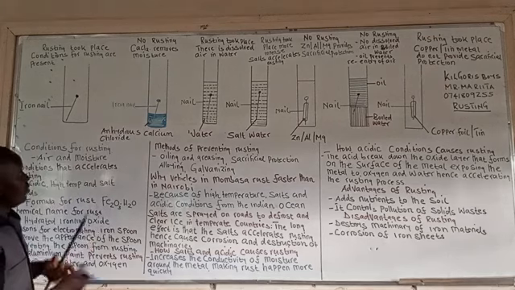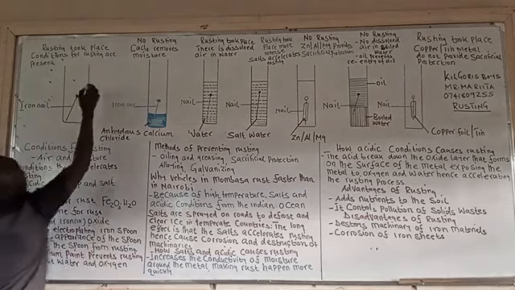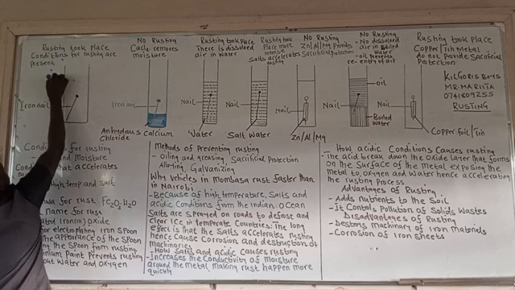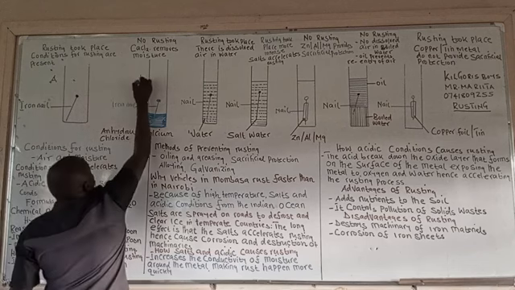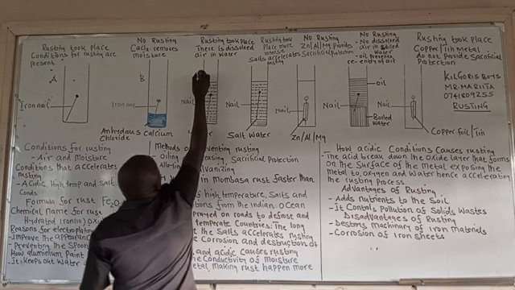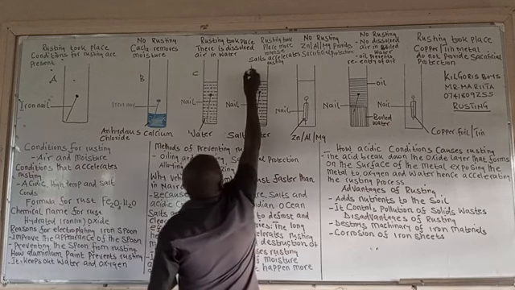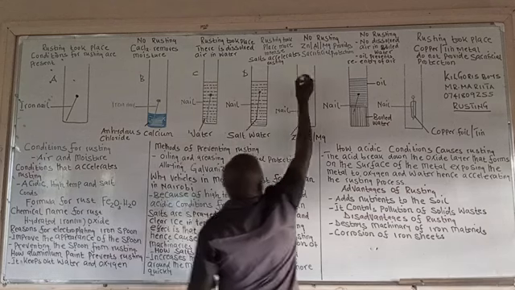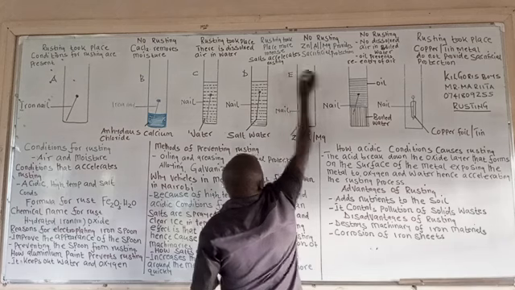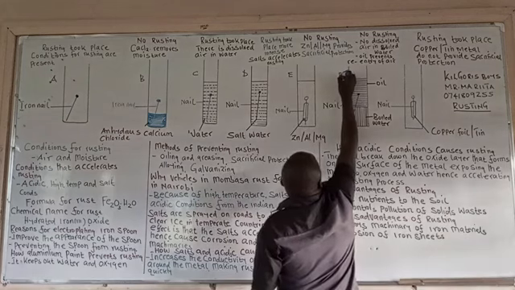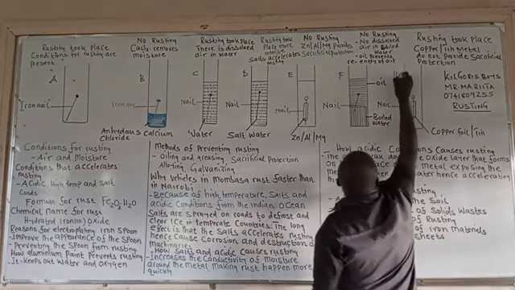We have the second, so maybe we can label this one as test tube A. We have this one the P, then we have C. You can label this one as D, E. We have F, and then we have H.